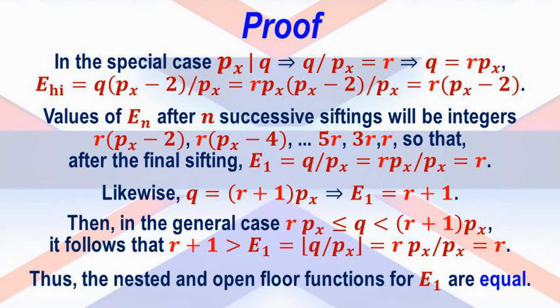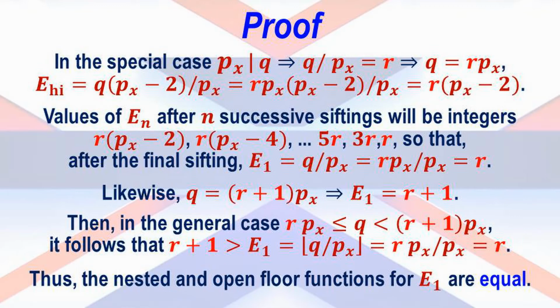Now the values of En after n successive siftings will be the integers r(Px minus 2) that we've just seen, r(Px minus 4), all the way down to 5r, 3r and r, so that after the final sifting, E1 will simply be equal to Q over Px. No need for floor functions at this point because we're using integers all the way through the sifting. And therefore E1 simply equals r. And likewise, if we took Q as being equal to r plus 1 plus P, then E1 would be equal to r plus 1 after all sifting stages.